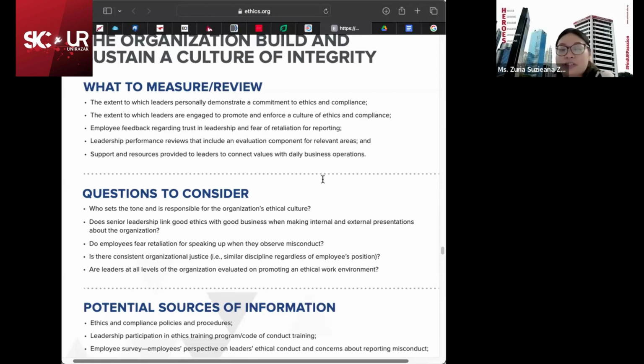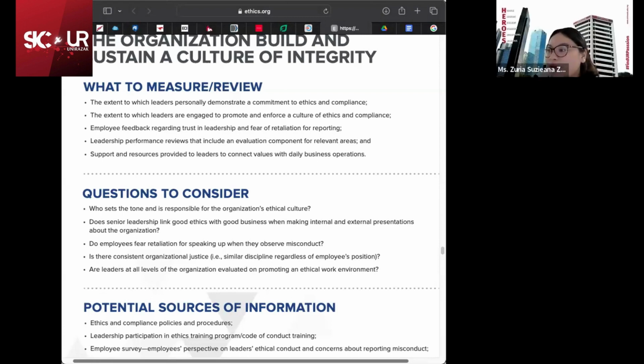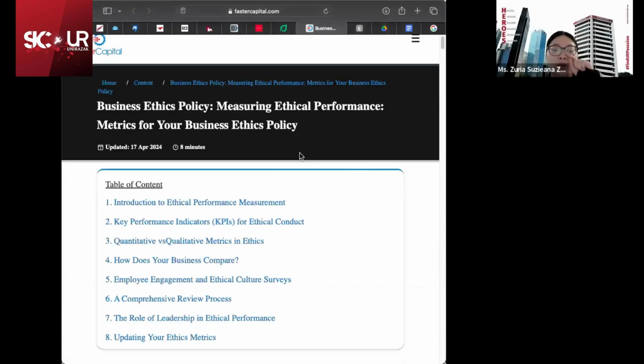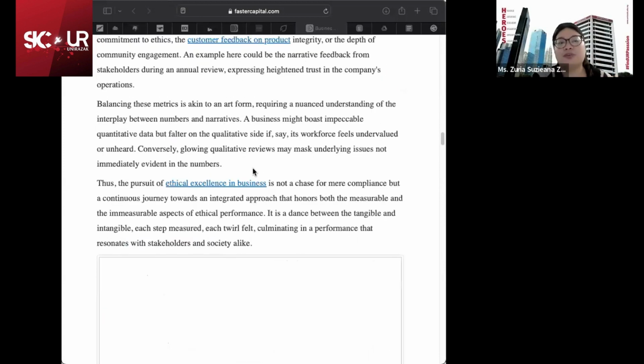Do you have any questions? Will the last parts come into the exam? Yes, this one, because there are many ideas and many examples here. So let's say my question asks: what are some of the measurements that you can choose or implement to measure ethical performance in your company? You can choose any answer from here.